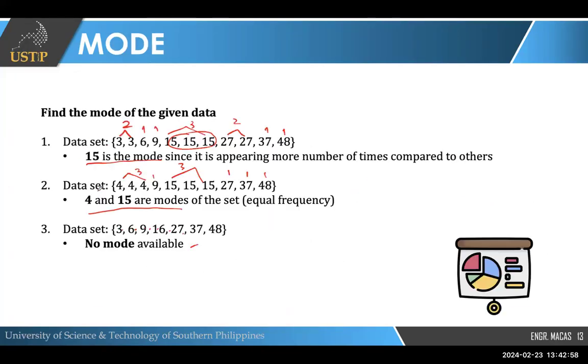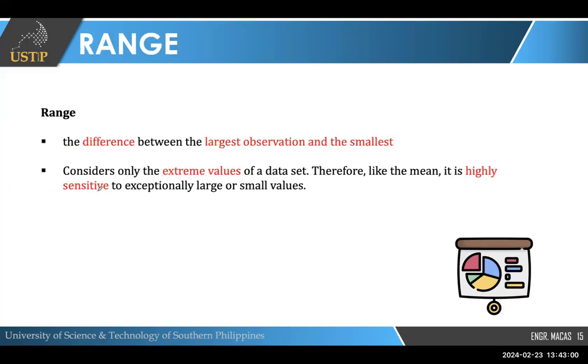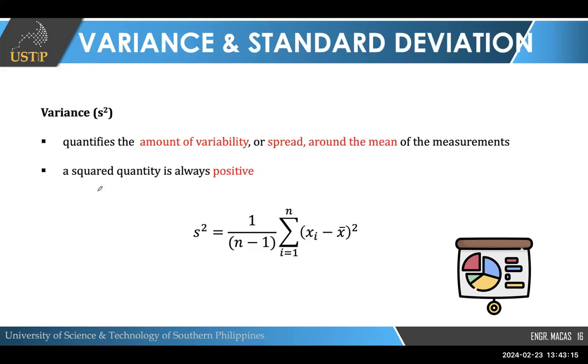So it's just like the mean because it's very sensitive to exceptionally large or small values. For example, even if the value is very small, there is still a big difference, because the range is still big. Okay, so that's how to solve for the range. Let's go to the last topic, variance and standard deviation.